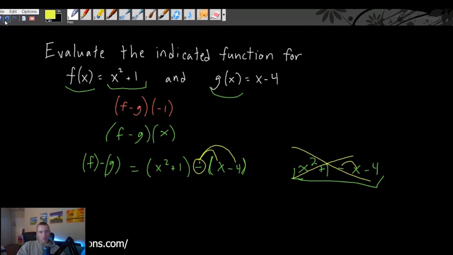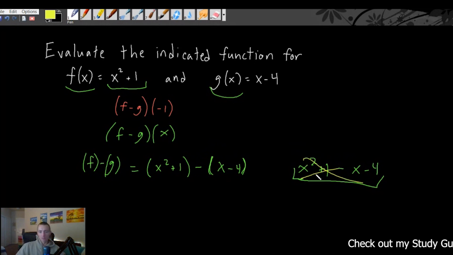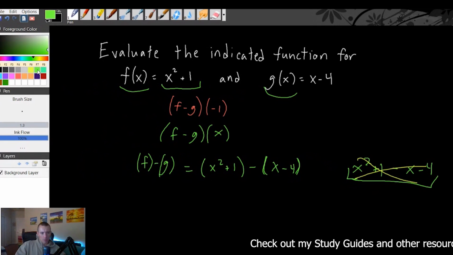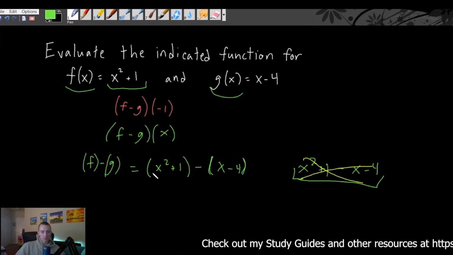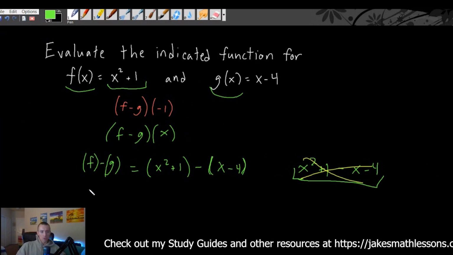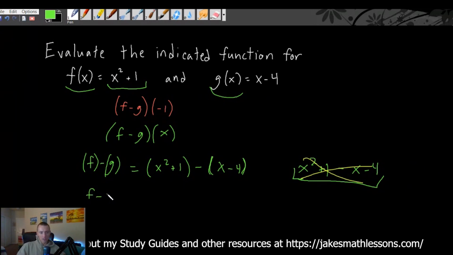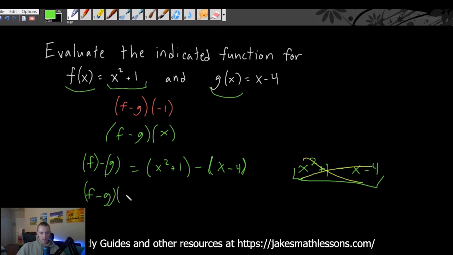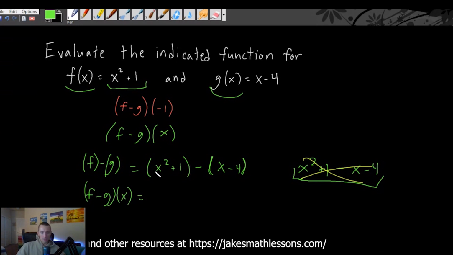You want to make sure that you're putting parentheses around each of your functions. Then you can think about how to simplify it after that. But just make sure that you're doing that. So now that we have properly put our parentheses around this, we can think about how to simplify this whole function now. So this basically tells us that f minus g of x is going to be x squared plus 1.